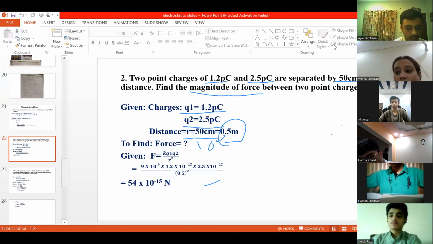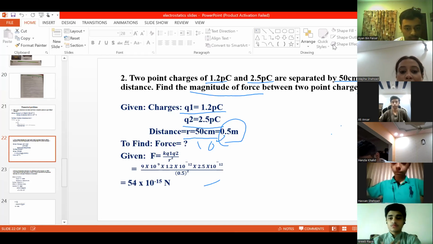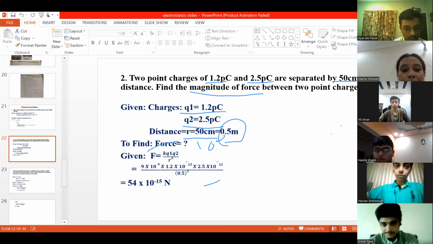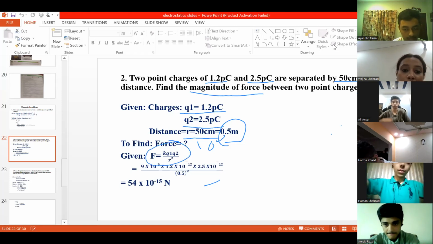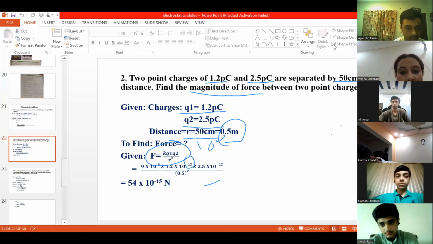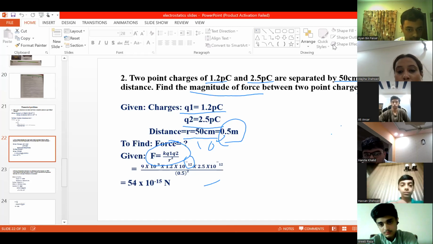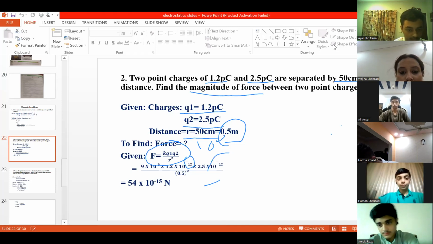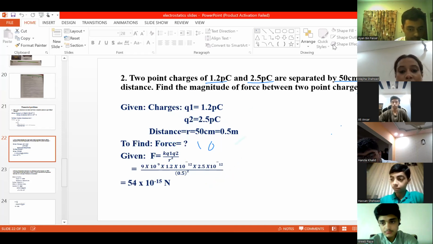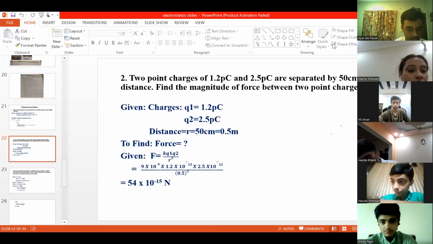Again, we have to find out the magnitude of force between two point charges. Again, we will use the same Coulomb's law. Coulomb's law is F is equal to k Q1 Q2 by r square. So k is 9 into 10 raised to power 9. Q1 is 1.2 into 10 raised to power minus 12, and Q2 is 2.5 into 10 power minus 12. And take the square of the distance, 0.5 whole square. If you take the square, you will get the answer 54 into 10 power minus 15 Newton. This is problem number 2.